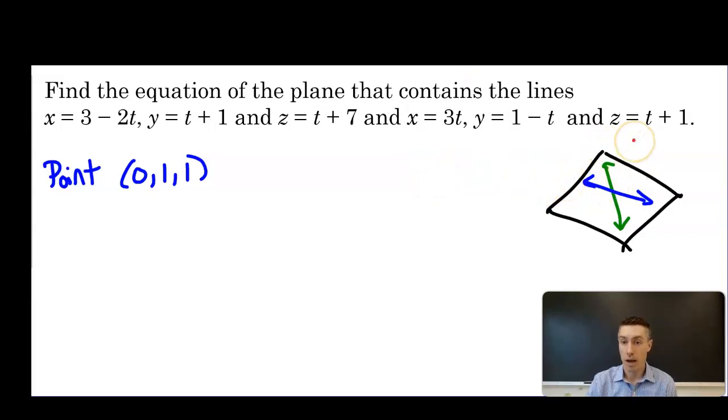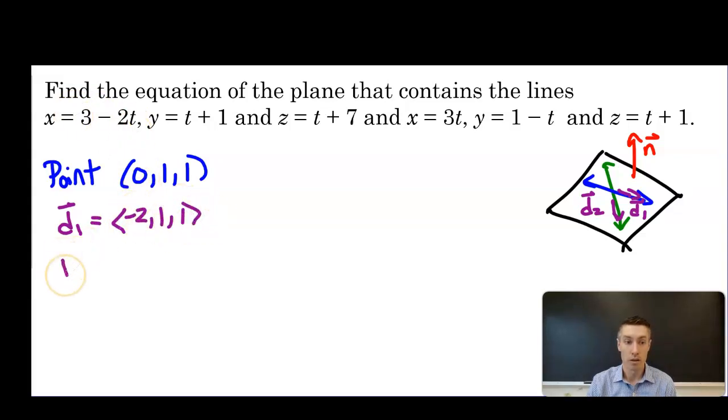Now we need to find a normal vector, which means we need a cross product somewhere. Well, the equations of the lines tell us points and tell us direction vectors. Right, so there's, let's say, direction vector 1 on the blue line and direction vector 2 on the green. So algebraically, direction vector 1 would be negative 2, 1, 1. Direction vector 2 would be 3, negative 1, 1.